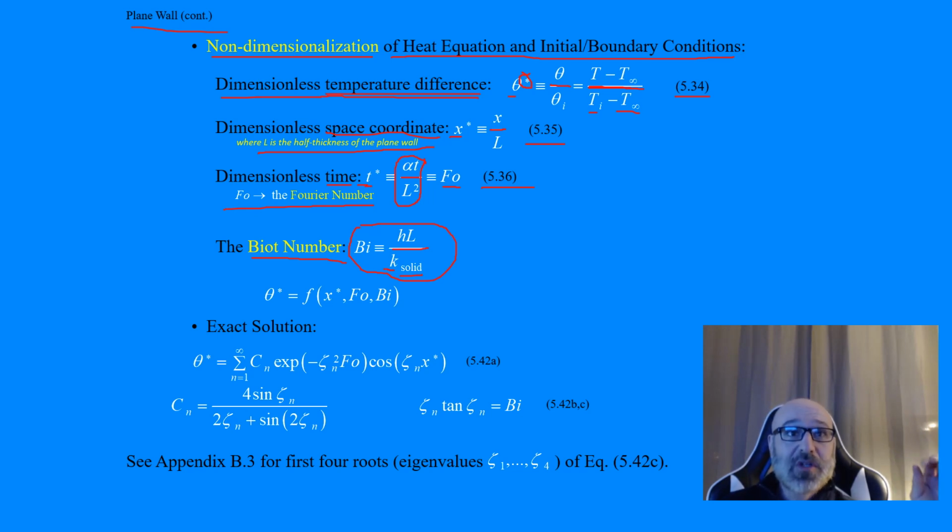So with all this here, now what we can say is that this theta star, our dimensionless temperature difference, is going to be a function of our x star, which is our dimensionless space coordinate, our Fourier number, which is also, as we just saw up here, our dimensionless time, and our Biot number. So all of these are dimensionless: our x star, our Fourier number, and our Biot number. So our theta star, our dimensionless temperature difference, is a function of all three of those.